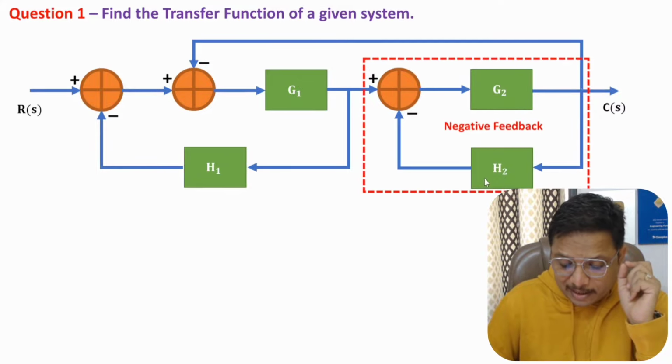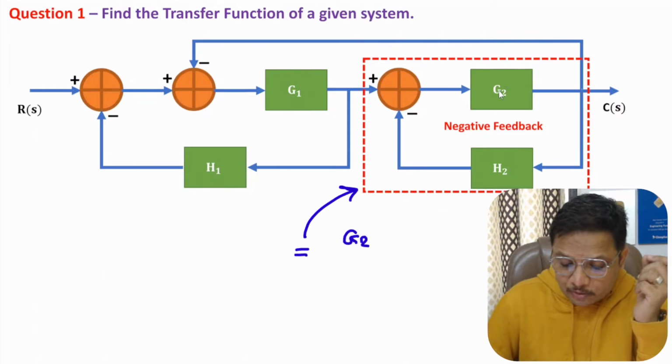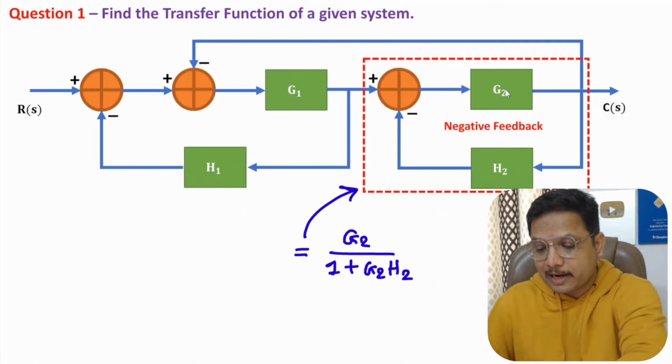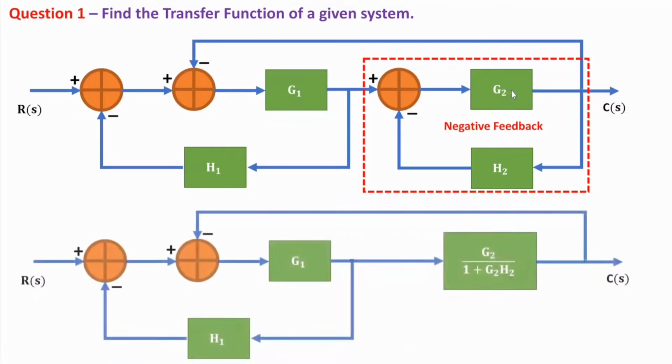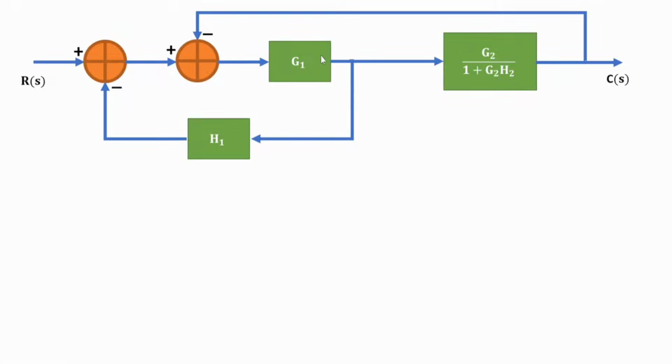As here we have negative feedback, what we need to do? Negative feedback means G2 divided by 1 plus G2H2. That you need to replace instead of this much block, right? Here you can observe I have replaced this much portion with G2 divided by 1 plus G2H2. Now we need to simplify this. Do you see any series parallel connection? No. Do you see any negative or positive feedback? No.